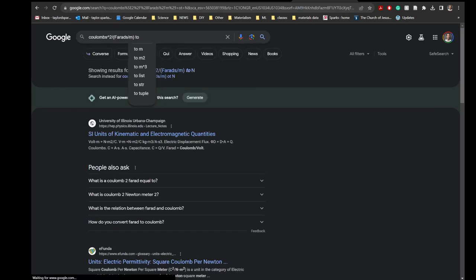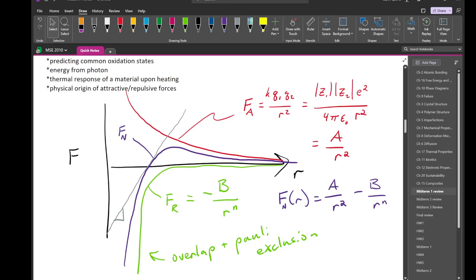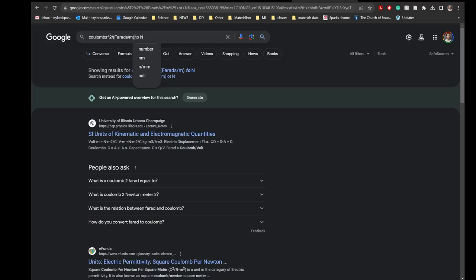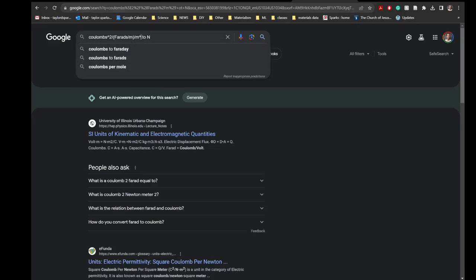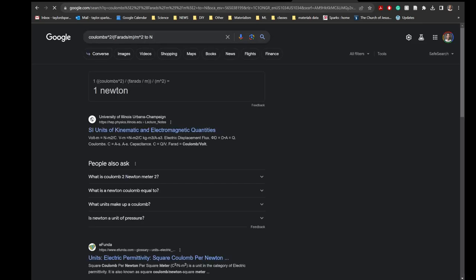We can't go to newtons because we still have to divide by R squared to get that into newtons. So one more time, divided by meter squared to newtons. There you go. If you plug in your numbers as coulombs, farads, and meters, and you divide by your answer in meter squared, it will come out in newtons without any conversion necessary. Let's look.